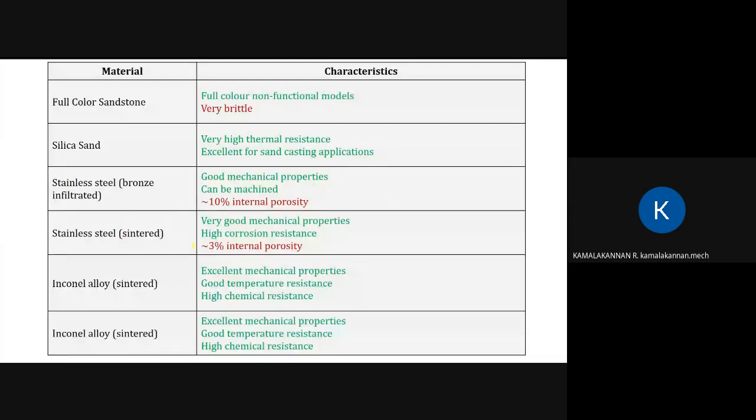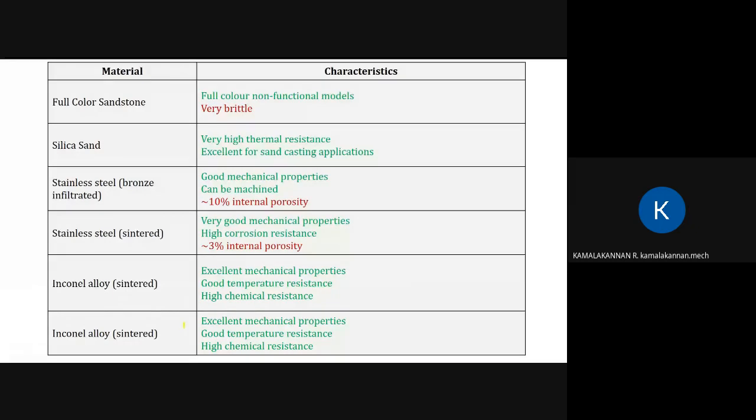When you go for infiltration, the porosity will be more. When you go for sintering, the porosity will be reduced. But the thing is, the shrinkage will differ. With infiltration, the shrinkage will be reduced, but in sintering the shrinkage will be more. That is what the difference is. You can even go for Inconel alloy, which has good properties. I think I have copied twice.